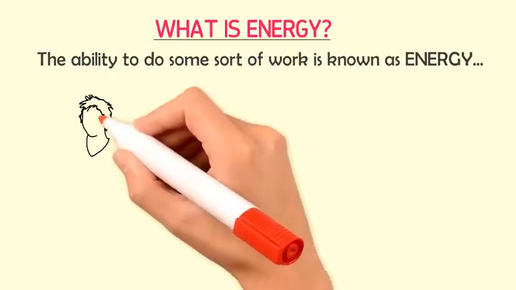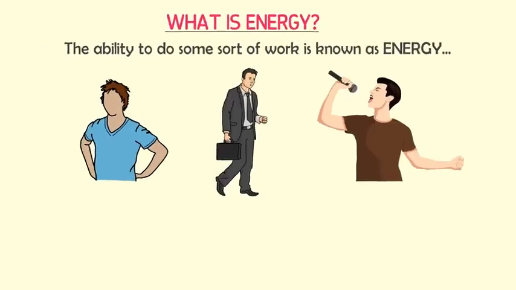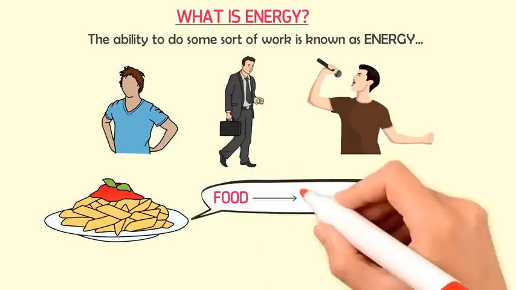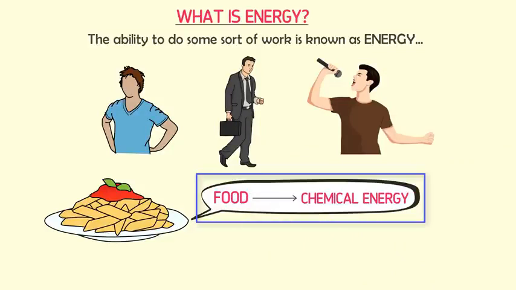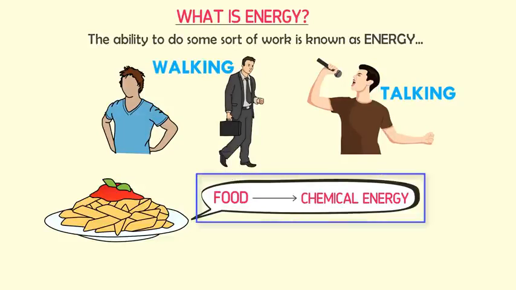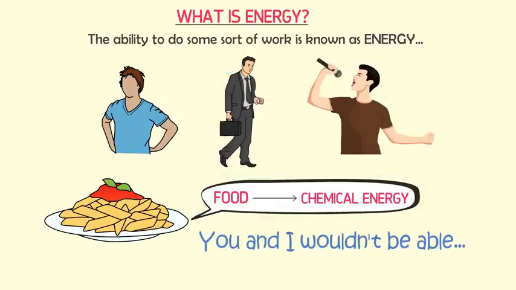For example, you and I need energy to walk, to talk, or to speak. We eat different food because food contains chemical energy. After digesting this chemical energy in the food, we can talk or walk or do some sort of useful work. So the chemical energy in the food makes us capable of doing useful work. Without this chemical energy in the food, you and I won't be able to speak, to walk, or to talk.